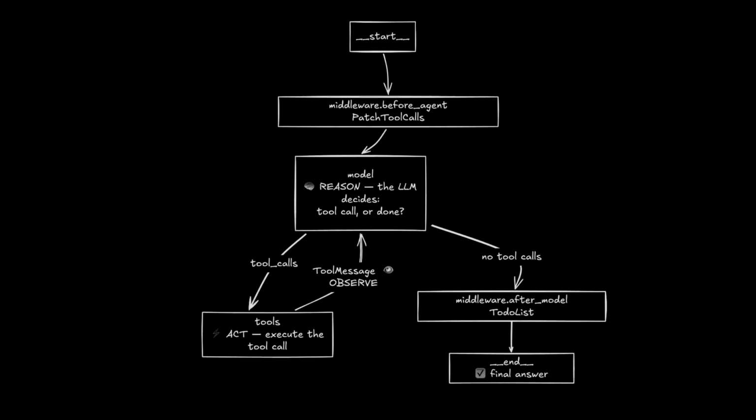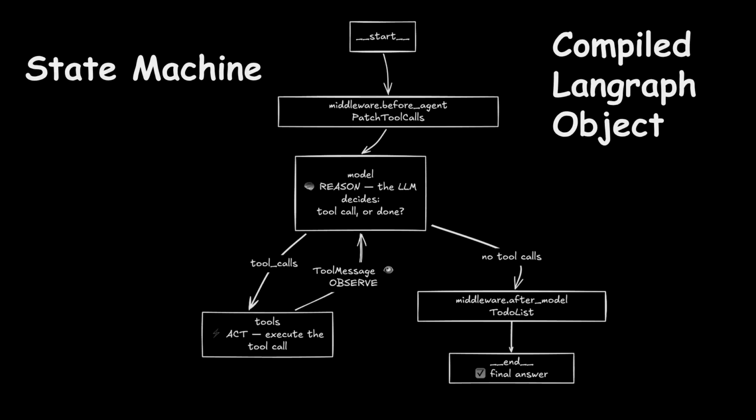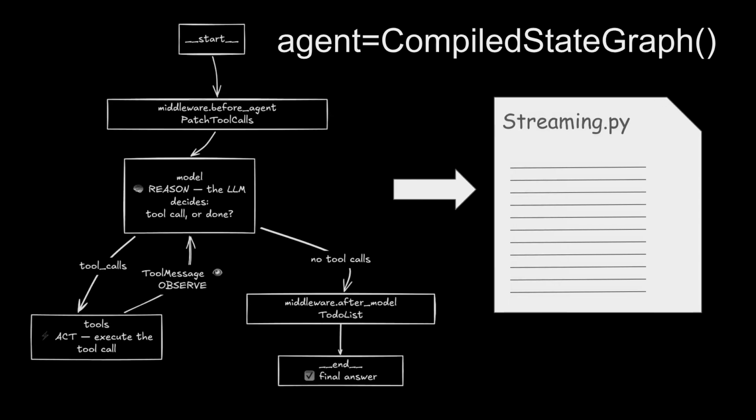So that's the build side. We took a model, a set of tools, a backend, and a safety harness, and DeepAgents compiled them into one object, a state machine with the loop already wired inside. But nothing has run yet. It's just sitting in memory, waiting. So how do you drive it? That's the run side, streaming.py, whose only job is to walk that loop and surface every step.